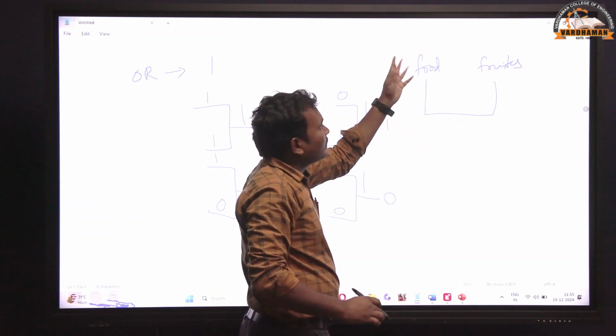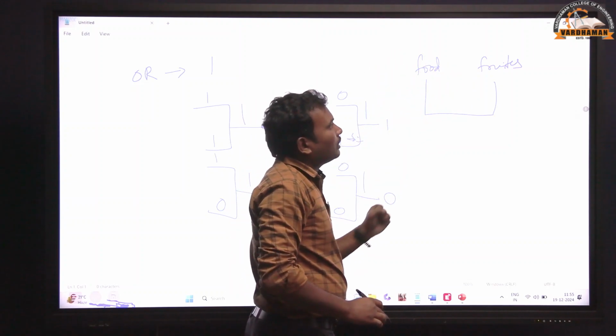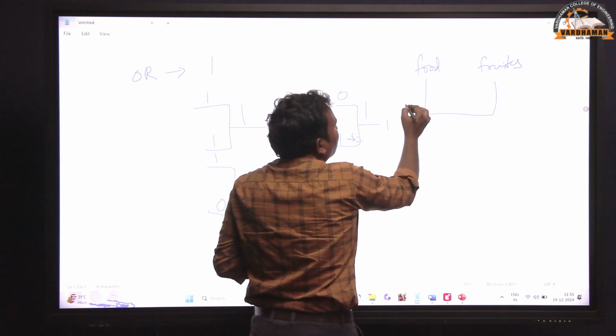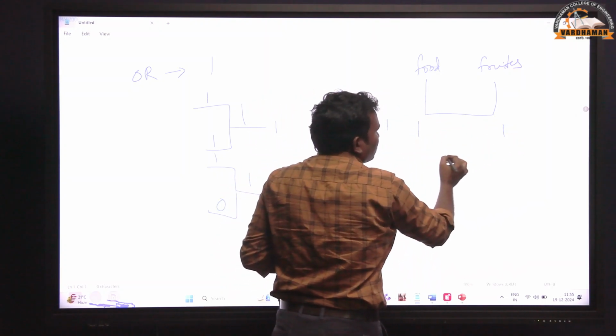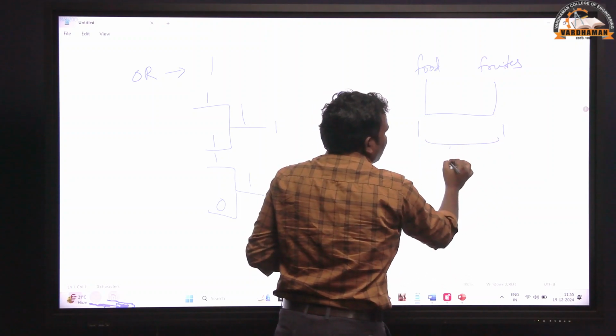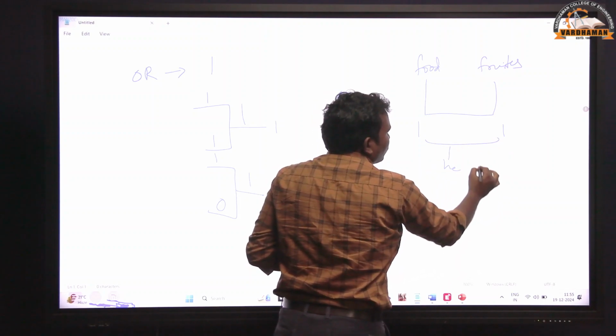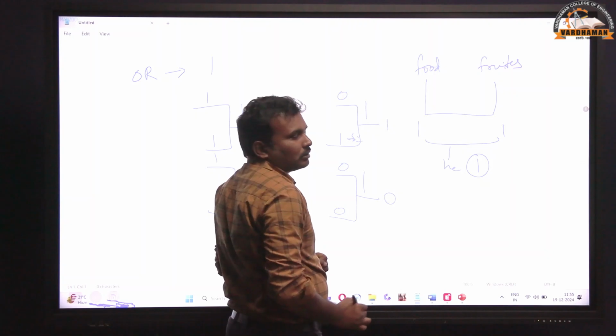Okay, normal rice he can also eat, or he can eat fruits. Now in the first case, he is taking food, he is taking fruits. Okay, fine, the patient will be healthy, so we'll get the outcome as 1.